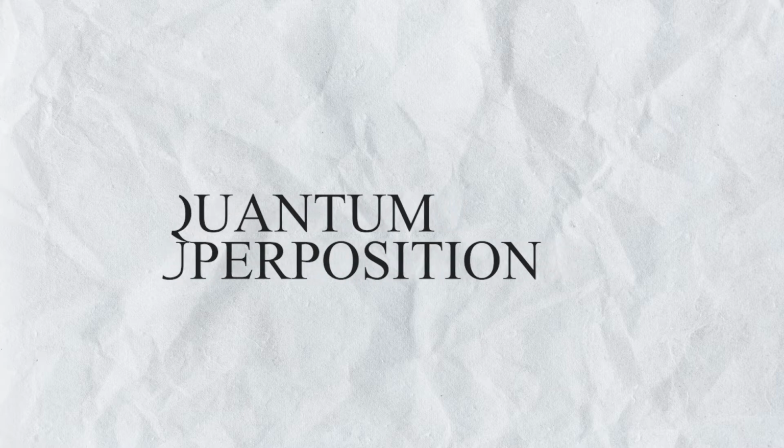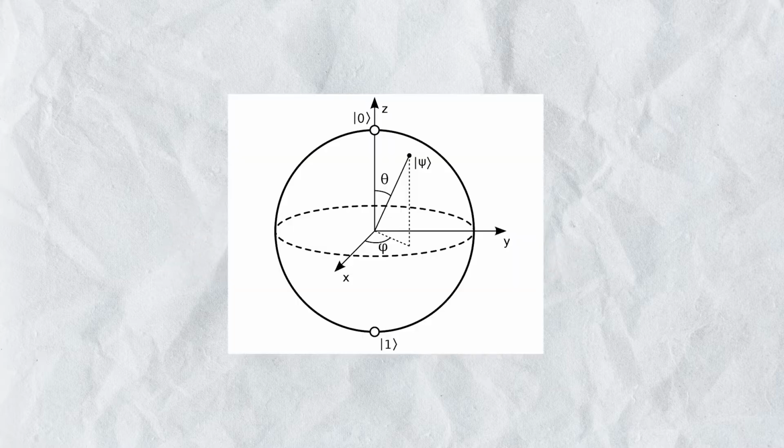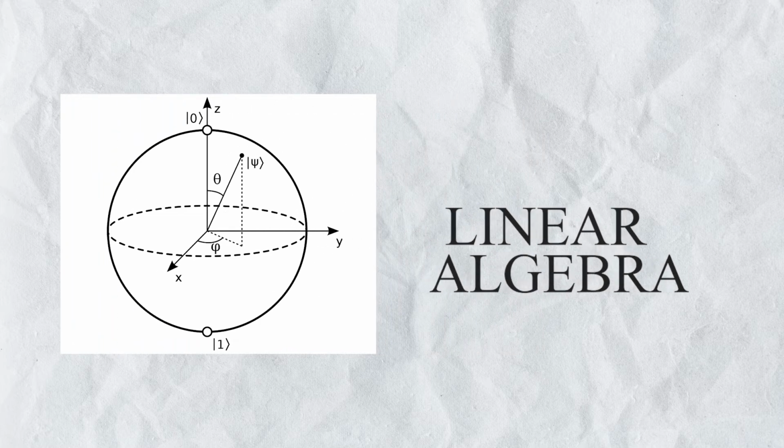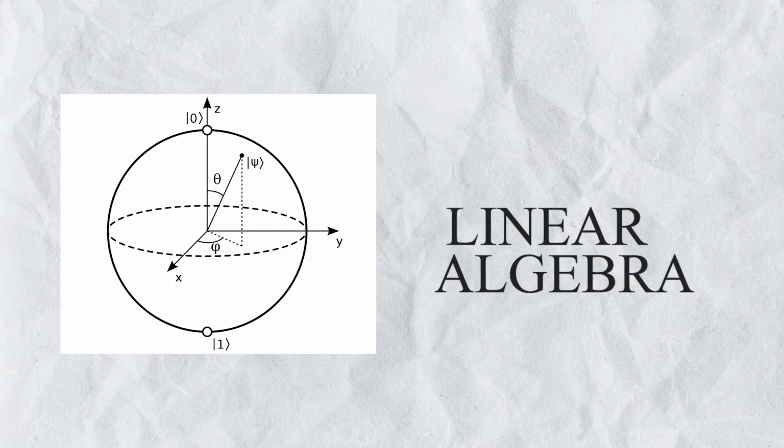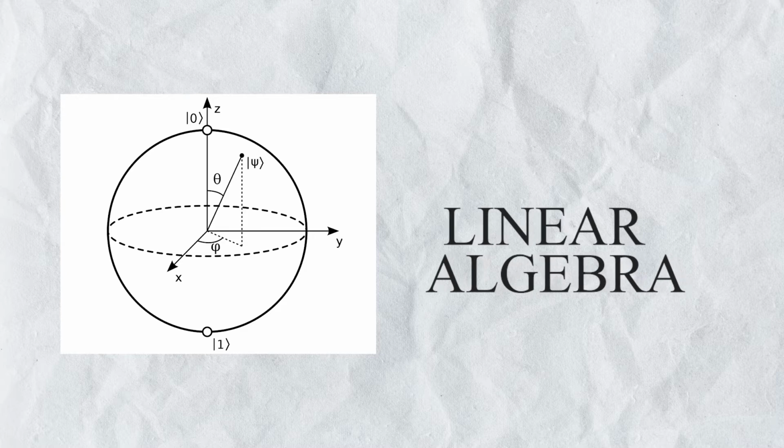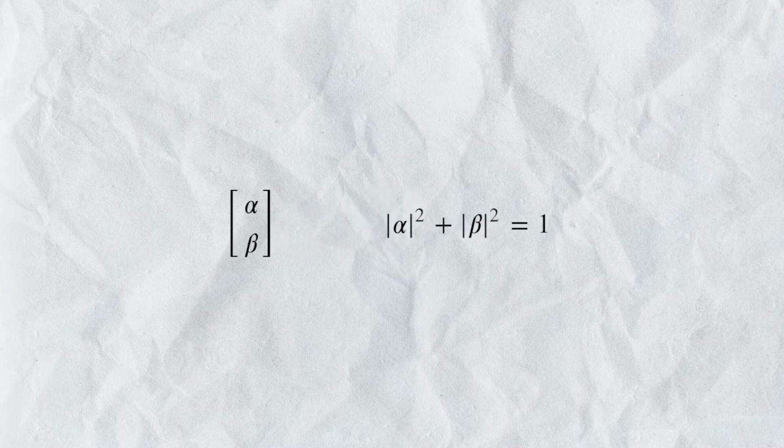The quantum superposition principle states that a quantum particle can be in multiple states at the same time. We use linear algebra to represent the linear superposition of the quantum object. Two numbers called amplitudes describe this linear superposition. By squaring these amplitudes, we can calculate the probability of the quantum object being in one state or another.